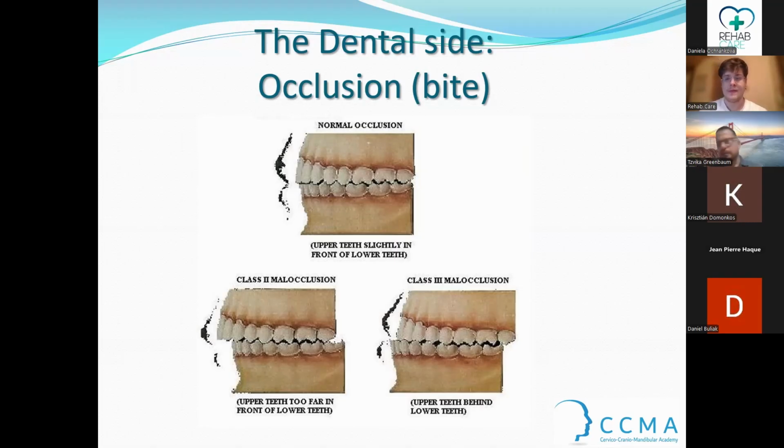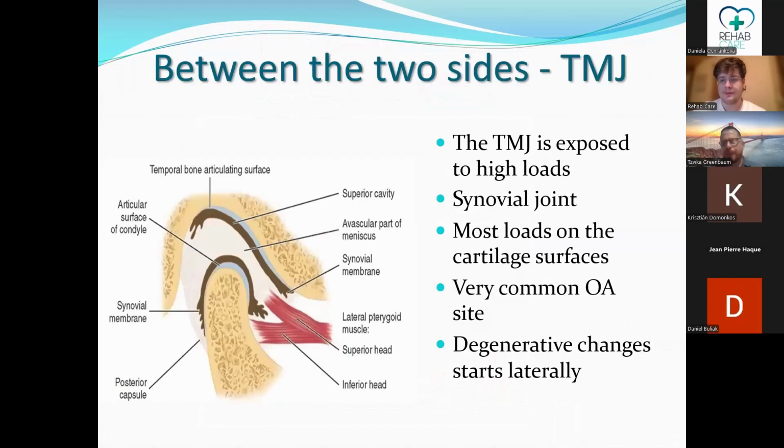From the other side, we have, or it's more accurate to say in between the two sides. So between the masticatory system and the dental system, we have the joint, the TMJ, which is an extremely unique joint in the human body.